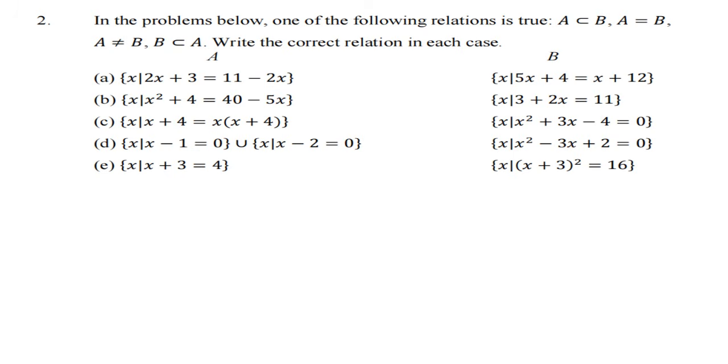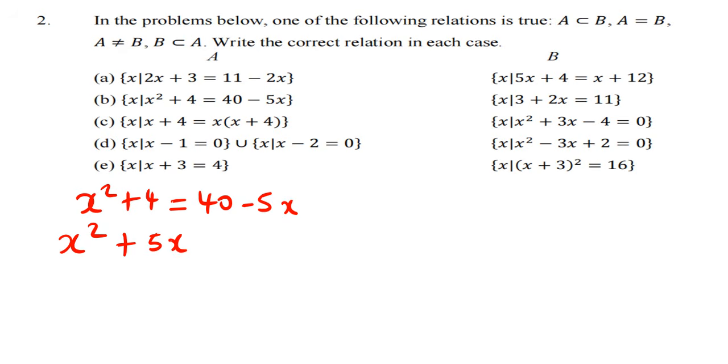Okay, so we've got A: x squared plus 4 is equal to 40 minus 5x. Okay, so we're also supposed to solve this one. Now I'm supposed to arrange it nicely. I'm going to have x squared minus the 5x. When it goes on the other side, it becomes positive, so I'm going to have positive 5x, plus 4. Then when the 40 goes to the other side, it becomes negative 40.